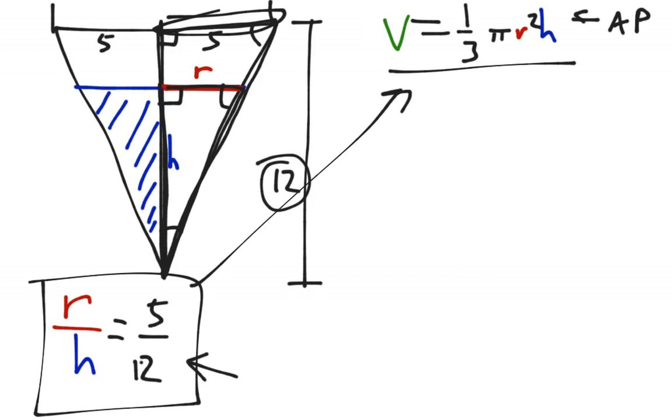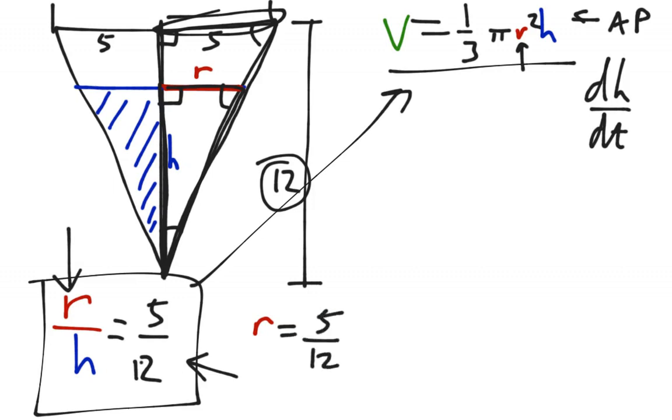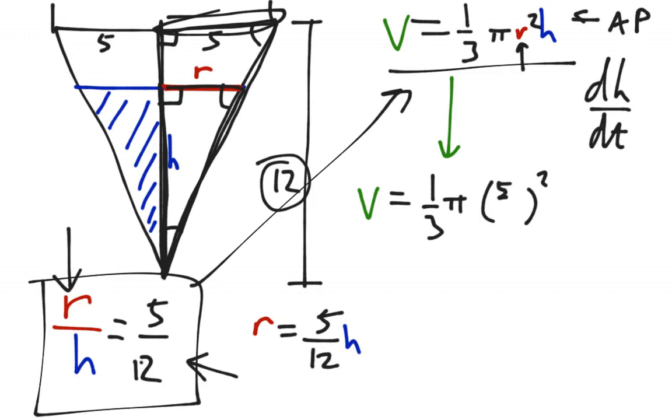Because we're eventually looking for dh dt, that means I want to eliminate r from this equation. So I'm going to solve for r here and then plug it into the other one. Let's go ahead and do that. All I have to do is multiply h over, and so r equals 5/12 of h. Now I'm going to plug that into my volume equation. So we get V equals 1/3 pi r squared, but remember r just changed to 5/12 h, squared, and then we also have that h hanging out there at the end.